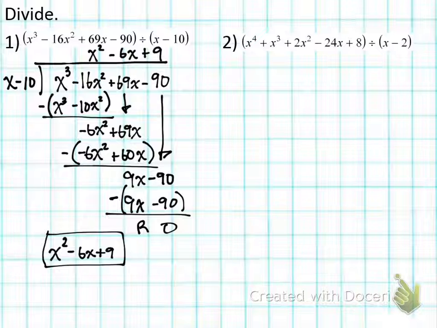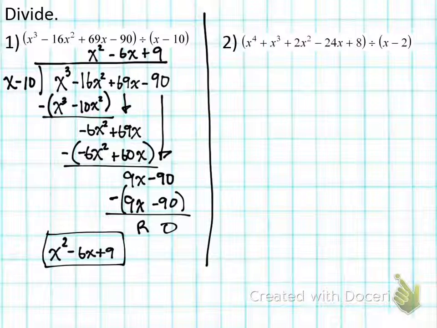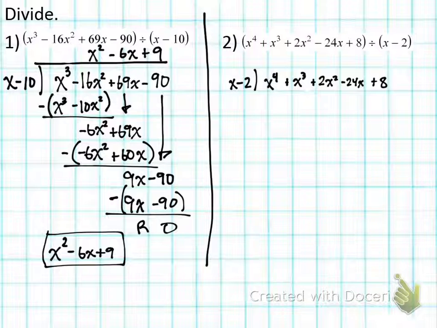So number 2. I'll draw a line here for the sake of dividing it. First thing I'm going to do is make this a long division problem. So I'm just going to write x minus 2, long division. We got x to the 4th plus x cubed plus 2x squared minus 24x plus 8. Okay, and then I'm going to start my long division process.